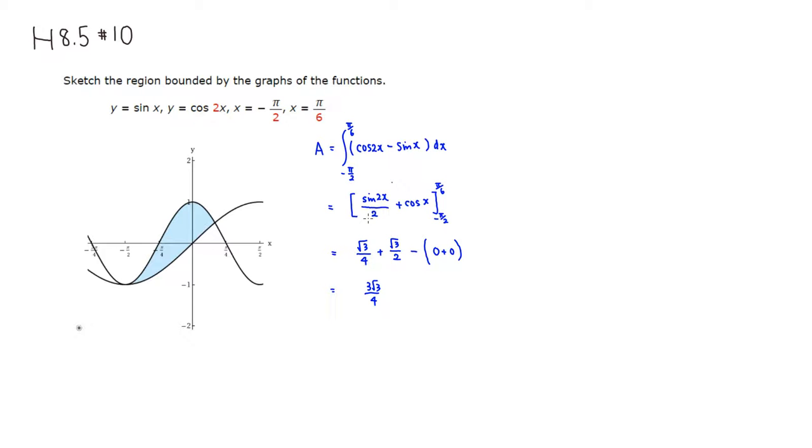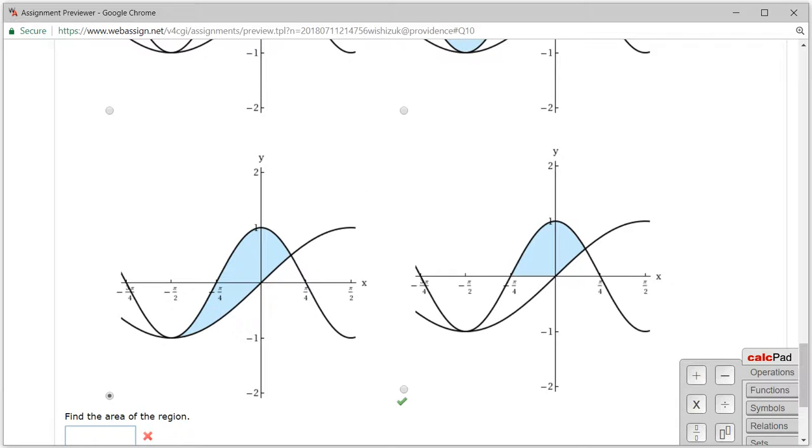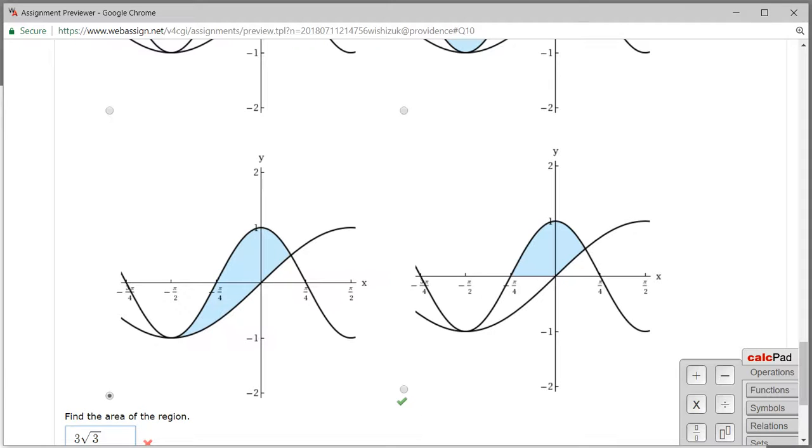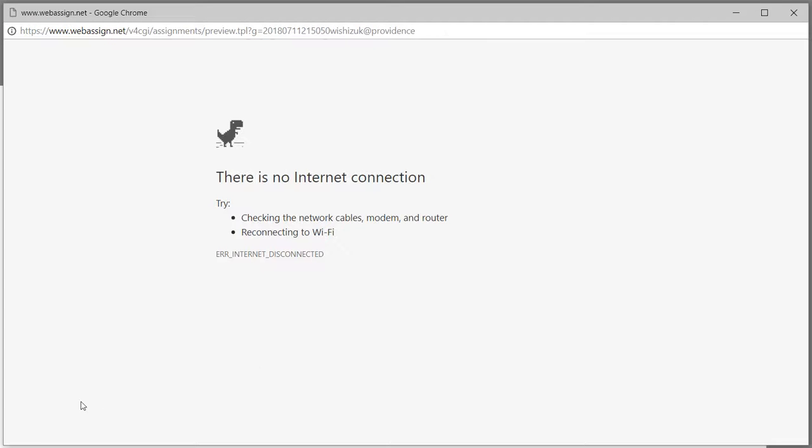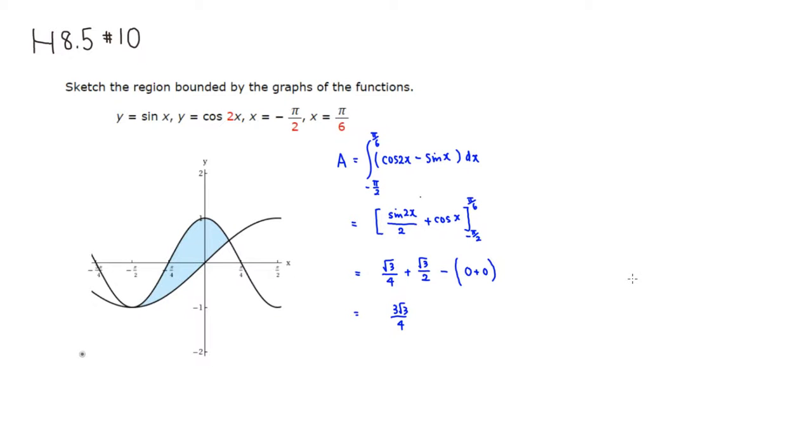So let's type it in. We get 3 square root of 3 over 4. All right, let's check the answer. Submit for testing. Again, I lost internet connection, but this answer should be correct. So 3 square root of 3 over 4 is the correct answer. All right, that's it. I hope that this was clear.